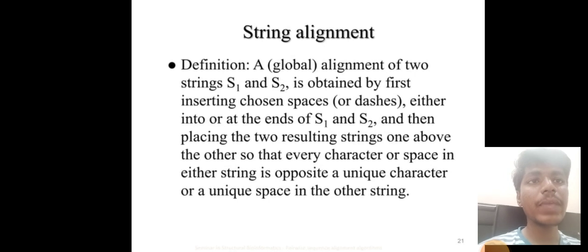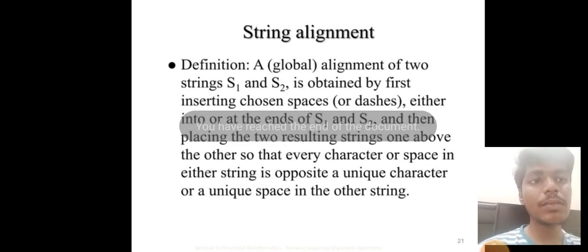String alignment. A global alignment of two strings S1 and S2 is obtained by first inserting chosen spaces or dashes either at the ends of S1 or S2, then placing the two resultant strings one above the other so that every character or space in either string is opposite a unique character or a unique space in the other string.